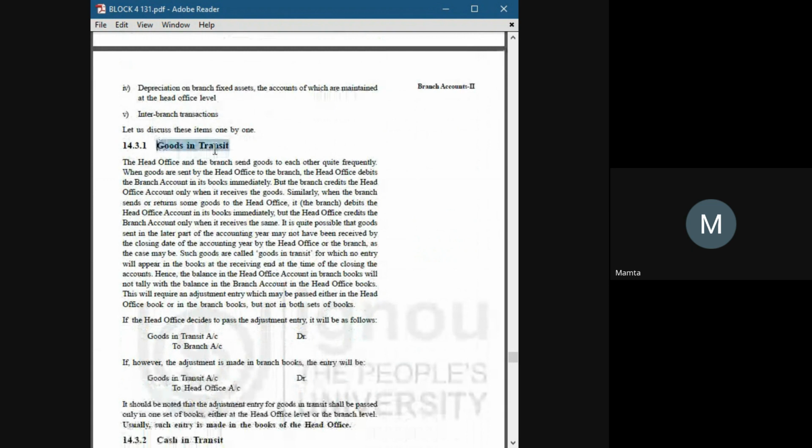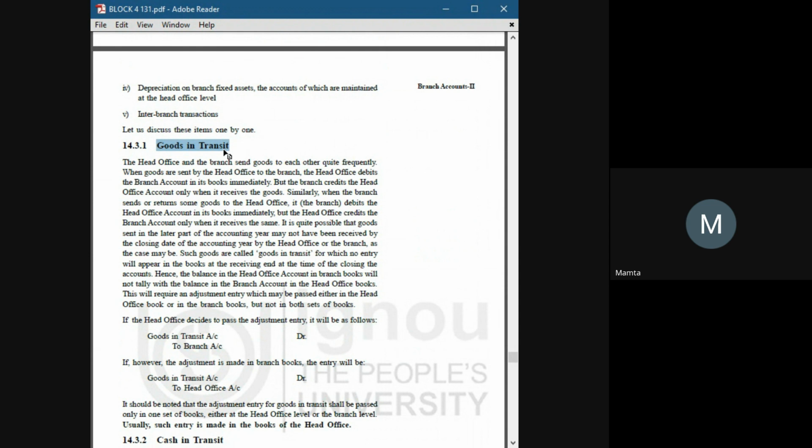Goods in transit, what does it mean? Suppose your accounting year ends on 31st March of every year, and you have done a deal. Being the headquarter or head office, you have sent some goods to a branch on 29th March, and within 2 days the books are closing.